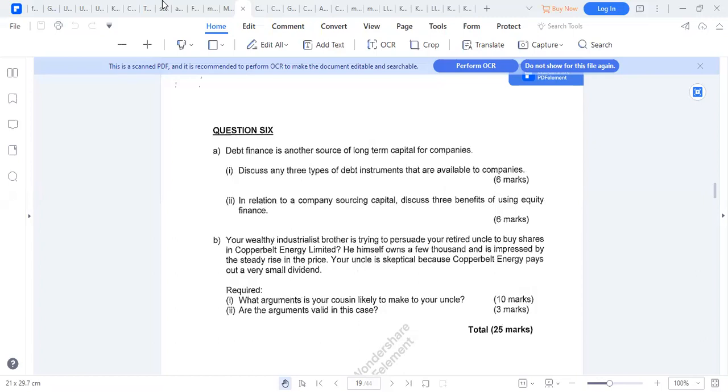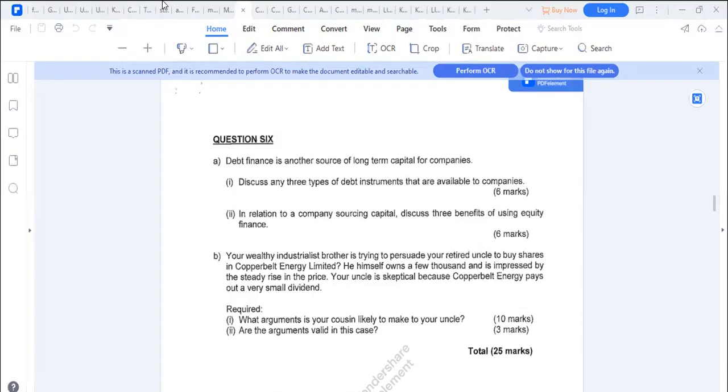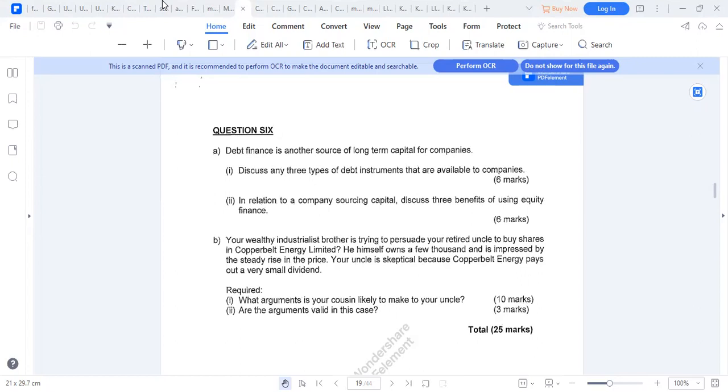Who can answer that? We did this yesterday. Those that were here, please quickly answer. Discuss any 3 types of debt finance available to companies. Brian? I may pass for now. Okay.